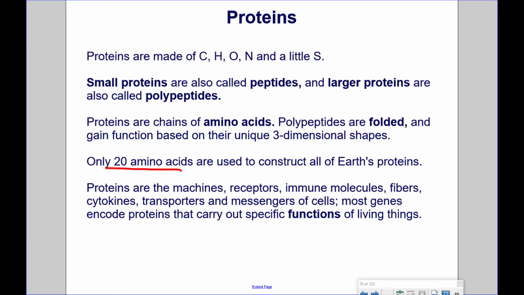Proteins are the machines, receptors, immune molecules, fibers, cytokines, transporters, and messengers of cells. Most genes encode proteins that carry out specific functions of living things.